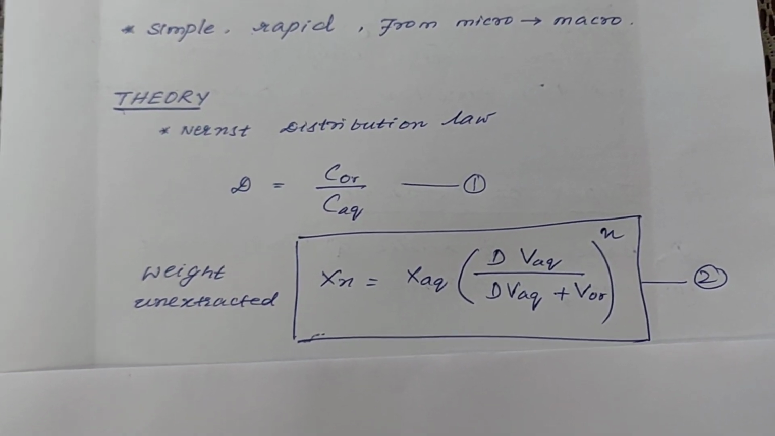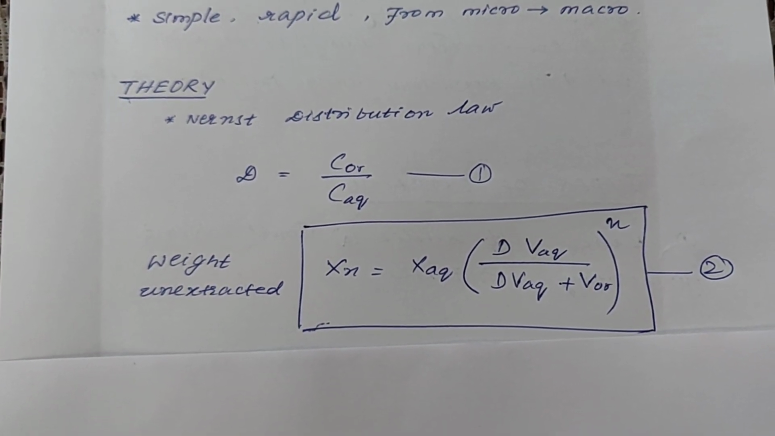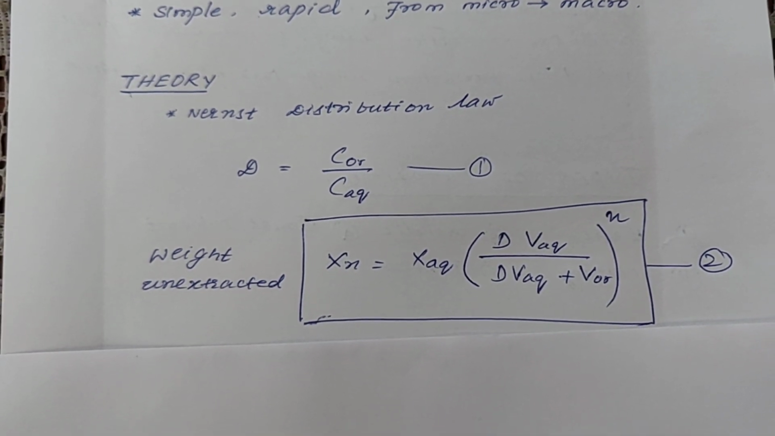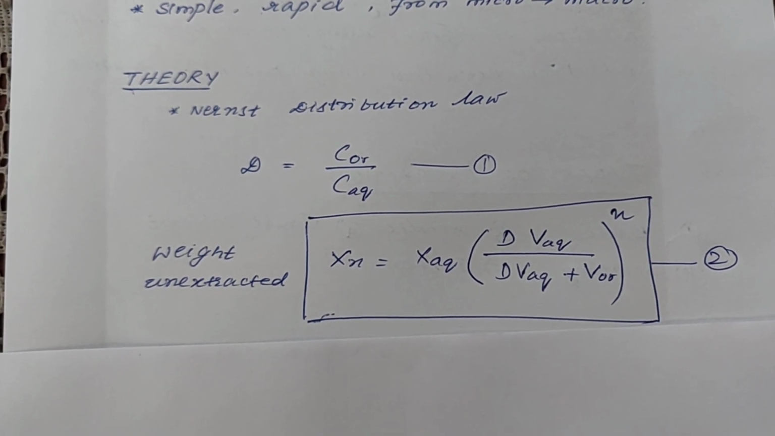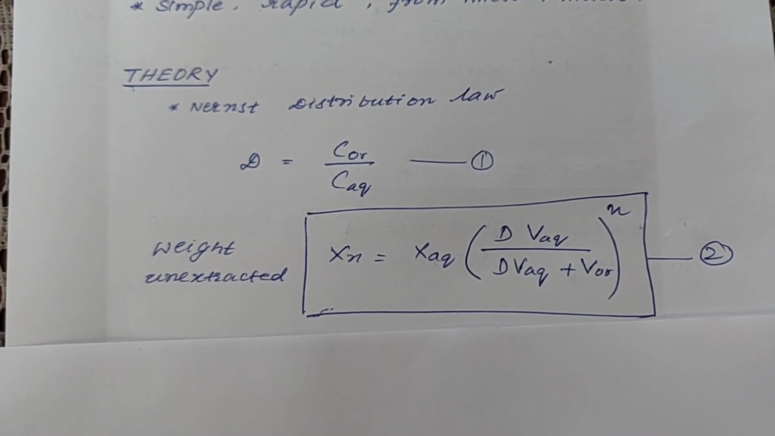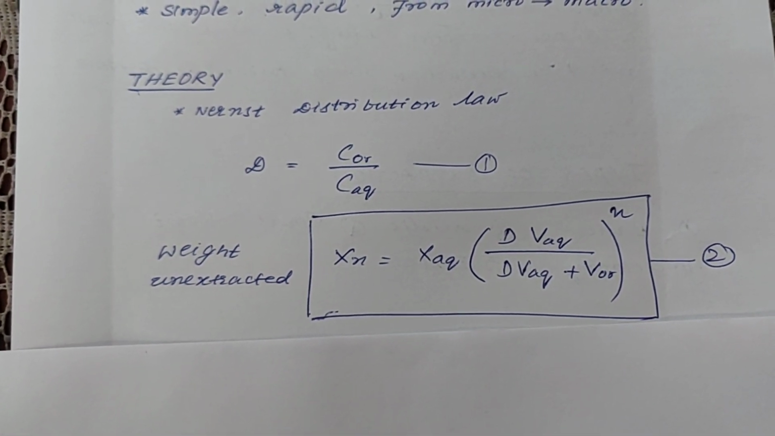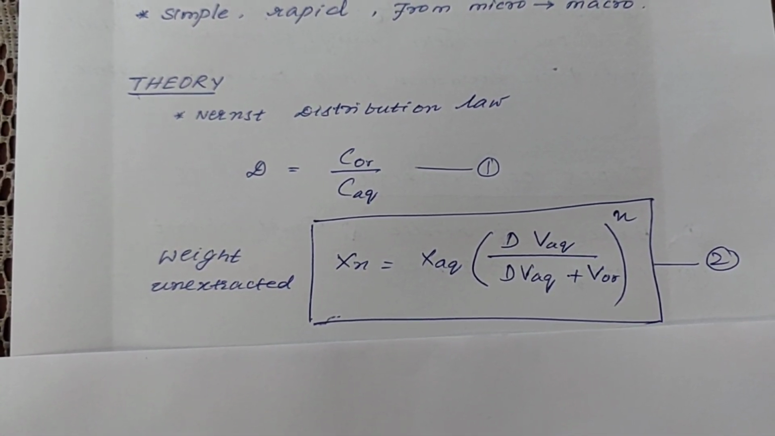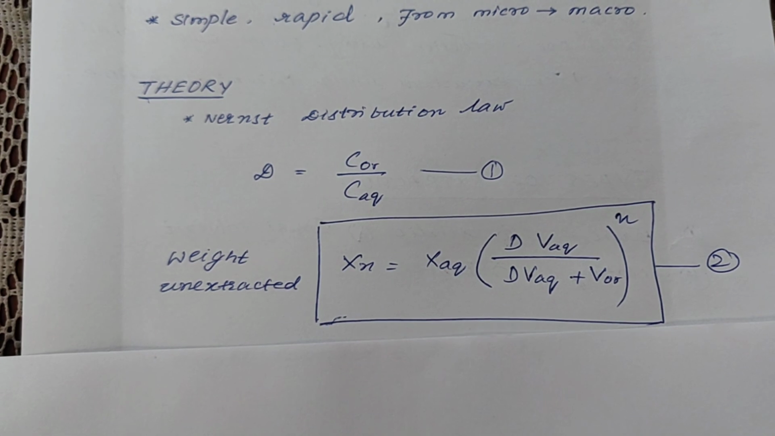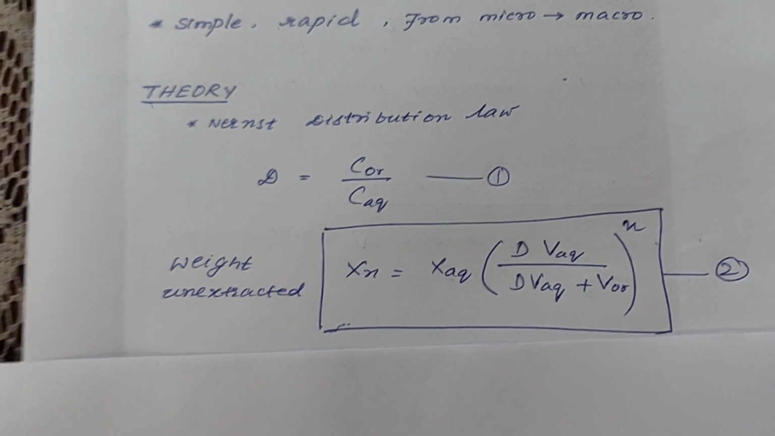The weight which is extracted from the aqueous phase into the organic phase is given by Xn = XAQ × (D·VAQ / (D·VAQ + VOR))^n, where XAQ is the weight of the solute in aqueous phase, Xn is the weight unextracted remaining in the aqueous phase, D is the distribution coefficient, VAQ is the volume of the aqueous phase, VOR is the volume of the organic phase, and n is the number of times this extraction has been carried out.